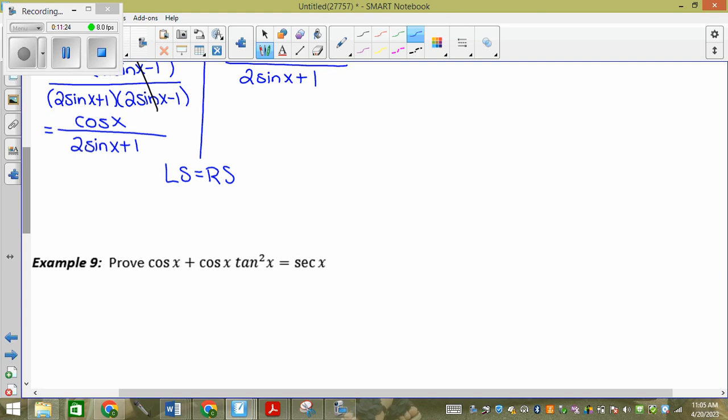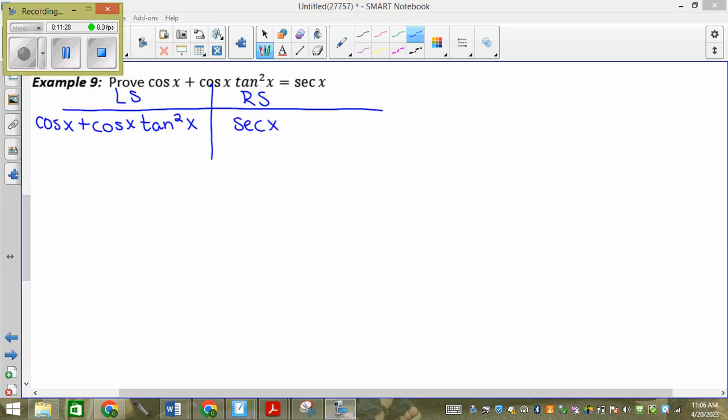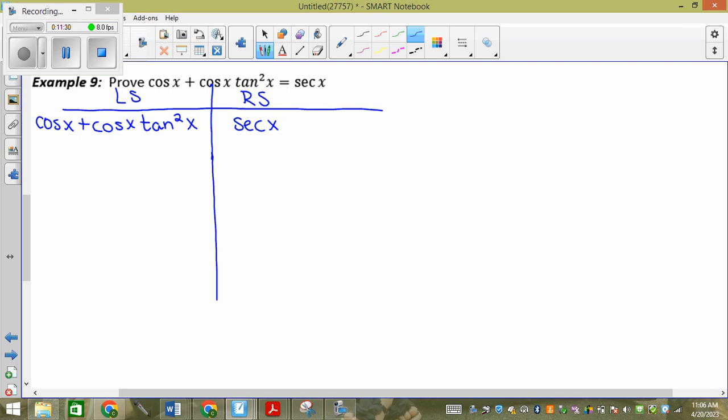Number 9, try it out. It's not a hard one. Okay, the left-hand side, what could I do? Oh, the right one? Yeah, I can do that as 1 over cos x. What can I do to the left one? Take out a cos, yeah. GCF out of cos. When I take a cos out of cos, what's left? 1.